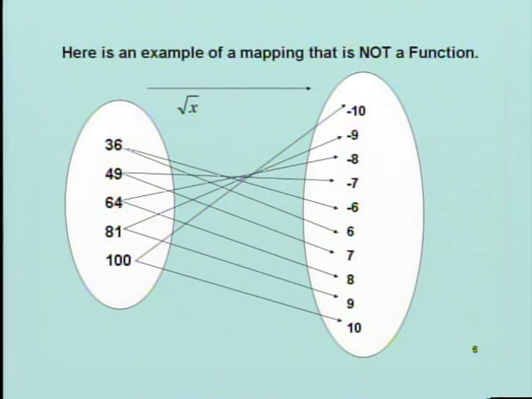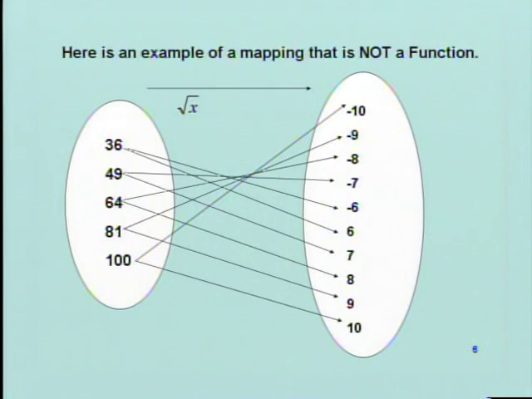Here is an example of a mapping that is not a function. This mapping relation is square root. So we have in the first loop for the domain, we have 36, 49, 64, 81, 100. On the right-hand loop, we call the range. We have -10, -9, -8, -7, -6, +6, 7, 8, 9, and 10.